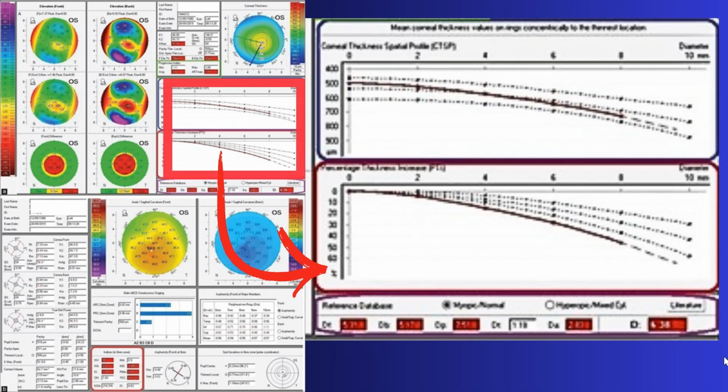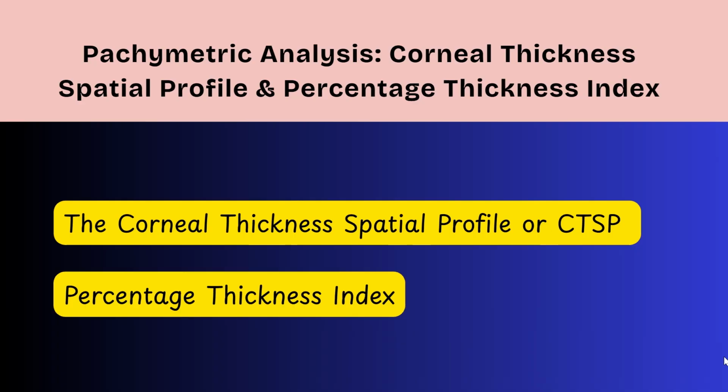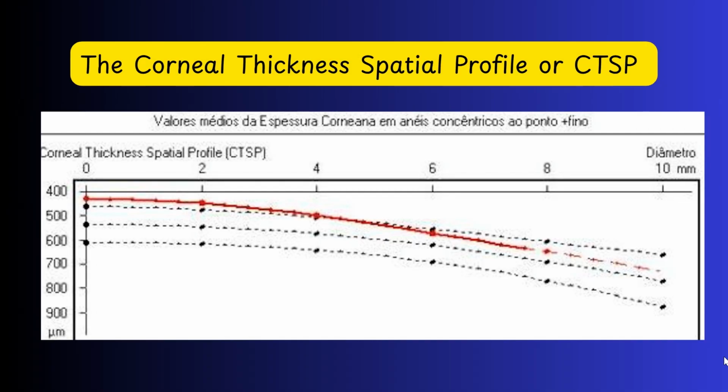Now this is an advanced section that you see on the Pentacam. You will find two parameters adjacent to the exclusion map. These are the CTSP and the PTI. CTSP stands for corneal thickness spatial profile and PTI stands for percentage thickness increase.